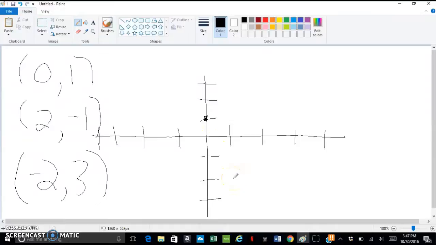I know it doesn't look very good, but the next one is 2, -1, so you would go over 2 on the x-axis, and then since it's a negative number, you would go down instead of up on the y-axis. You would draw your little point right there. And the next one is -2, 3, so you would go left 2 points, and then up 3 on the y-axis. You just draw your point, and that's pretty much it.